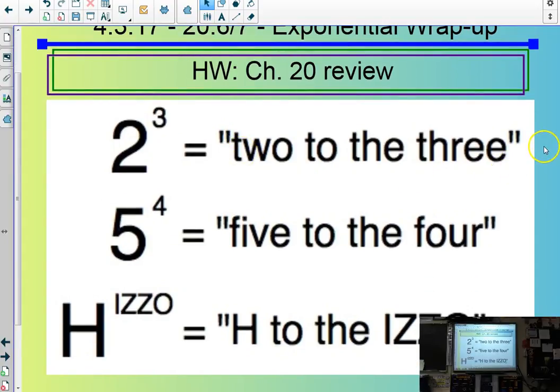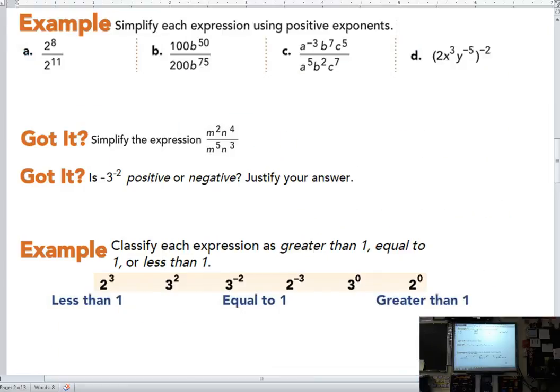Does anybody understand why it's funny? I do, because I heard you explain it earlier. Where is H to the Izzo from? A Jay-Z song. So it's that song I guarantee is older than you are. So I'm not surprised you don't know, but I find that funny.